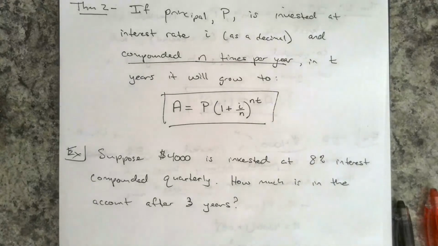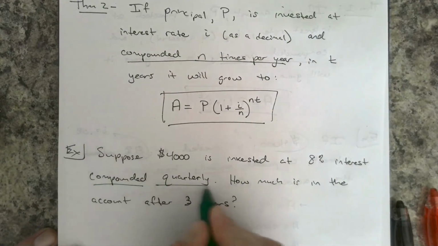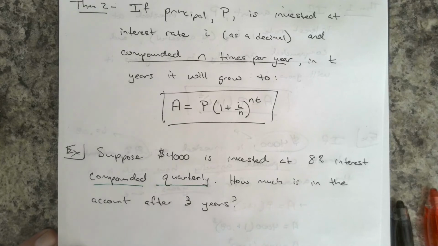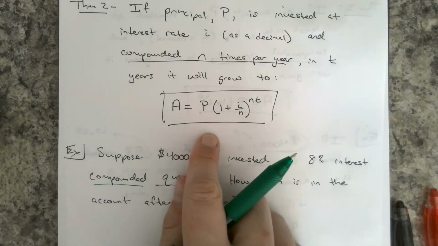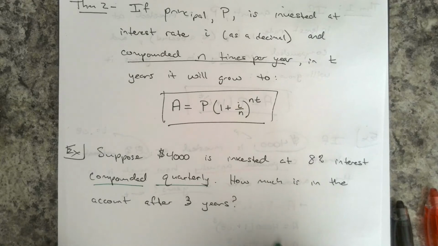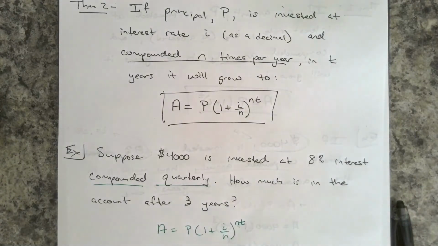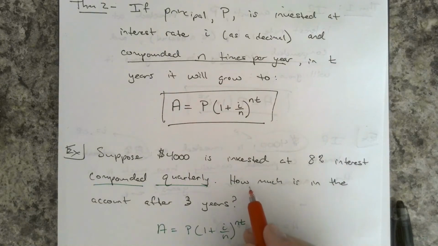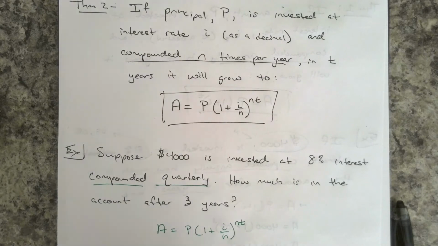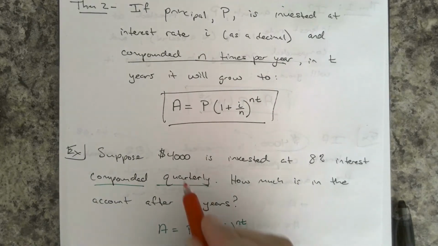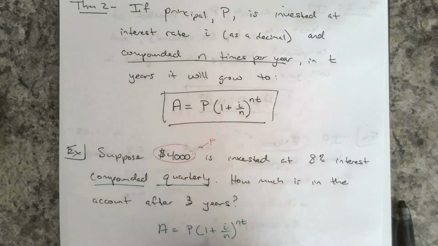So first thing I would notice is the words compounded quarterly. That's telling you to use the formula above, because we're talking about interest compounded n times per year. So I'm going to use the formula A equals P times, in parentheses, 1 plus I over n, raised to the nt power. Now, what am I looking for? Well, how much tells me I'm looking for A, the amount, right? How much is in there after 3 years? P is the principal, which comes from the amount you invested, so that's the $4,000.